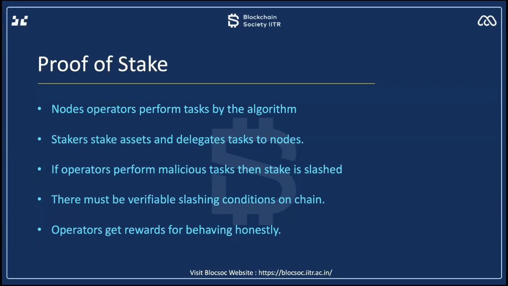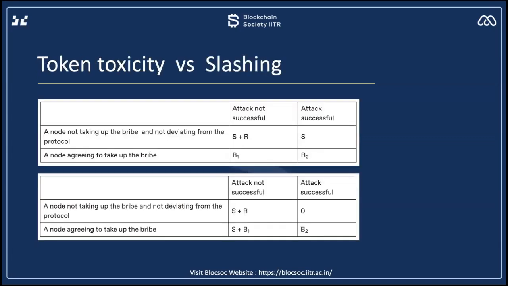If the operator performs a malicious task, then the stake is slashed. So there are some trust assumptions: if you're a staker delegating to an operator, you must trust that the operator is not going to perform a malicious task. There is a lot of research going on to mitigate this trust and properly handle the economics of this staker-delegator model. But in an ideal scenario, the nodes themselves would provide capital. So if their own capital is slashed, they have a very good incentive not to behave maliciously. Before going into EigenLayer, I want to briefly touch on a topic called token toxicity.